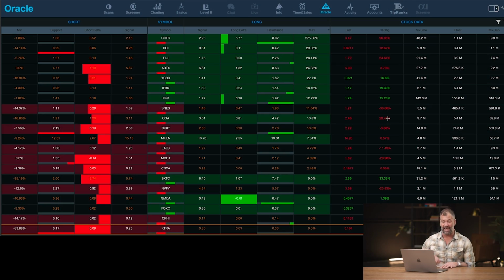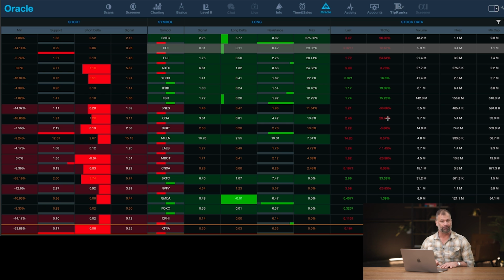And that's what it does. And that's what it does every single day. Now, SNTG was an amazing example, but we see these types of moves literally every day. You can see that same day, ROI, a true penny stock, went up 30%.